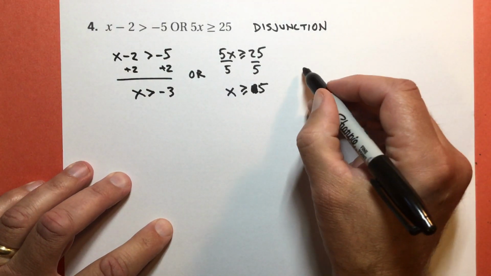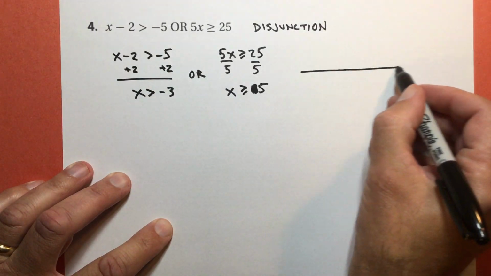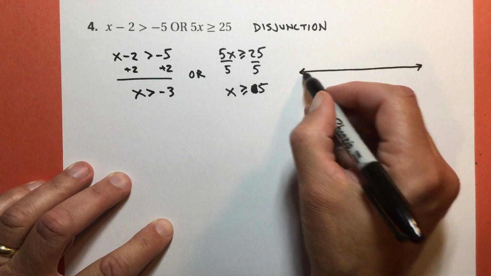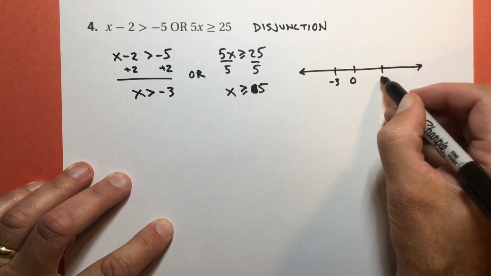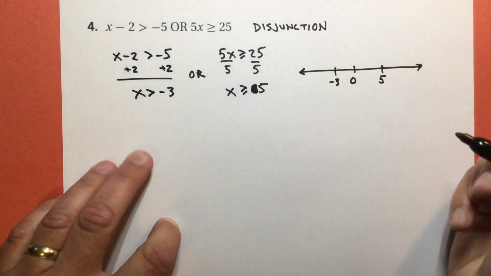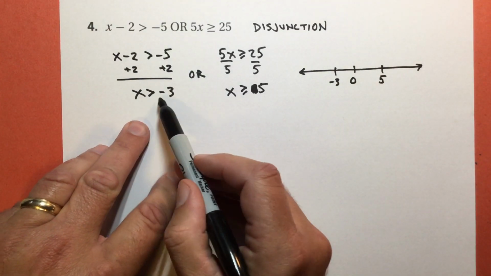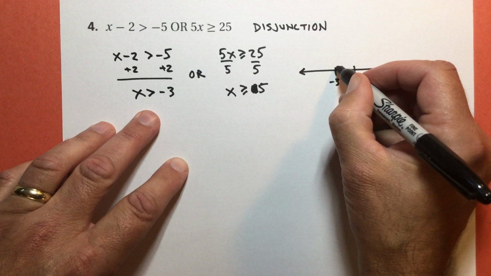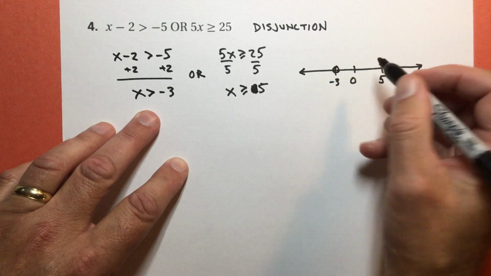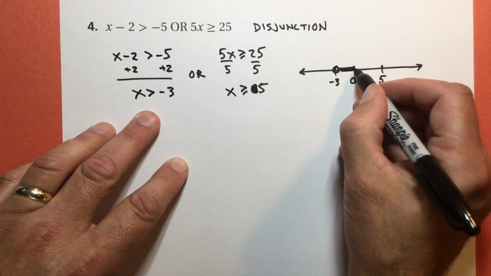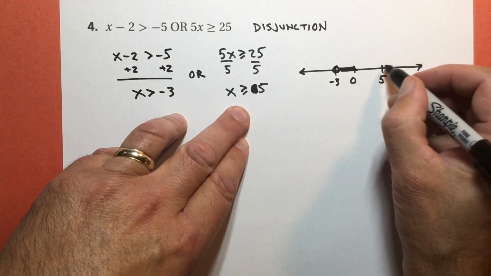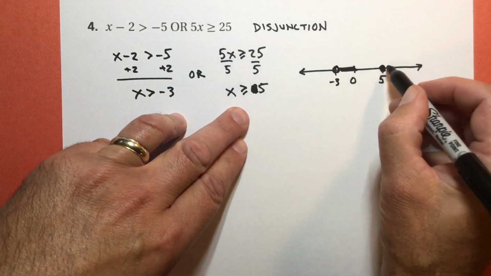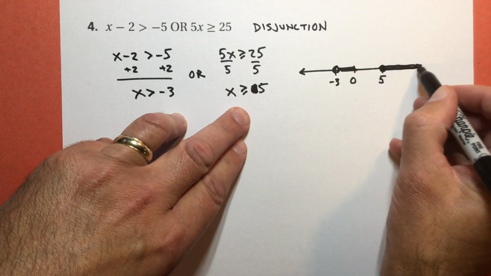And I'm going to draw the graph for that one again. Here's 0, here's approximately negative 3, and here's approximately positive 5. I'm going to have x is greater than negative 3, so I'm going to do an open circle on negative 3, and I'm going to go to the right. And x is greater than or equal to 5, so that's going to be a closed circle on 5, and I'm also going to go to the right because it's greater than.